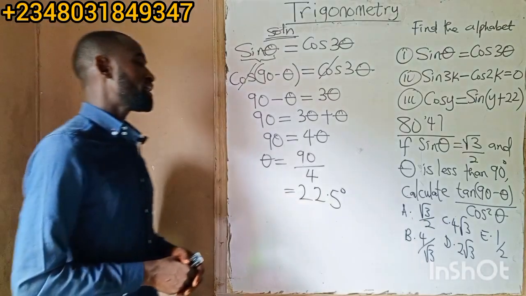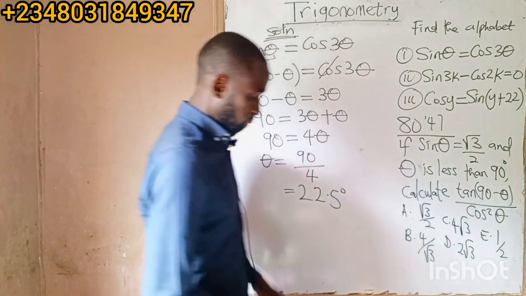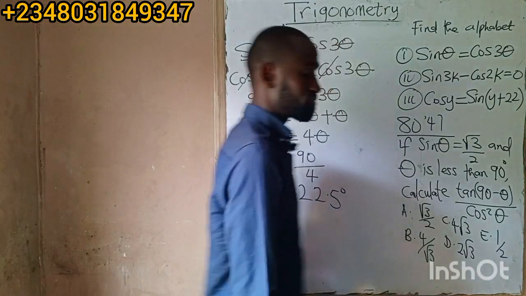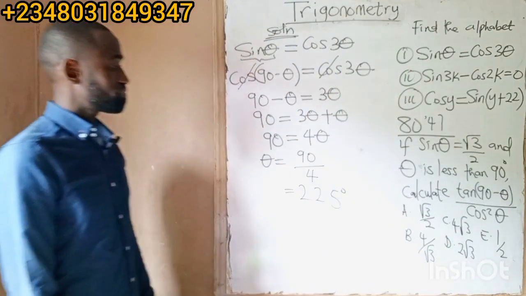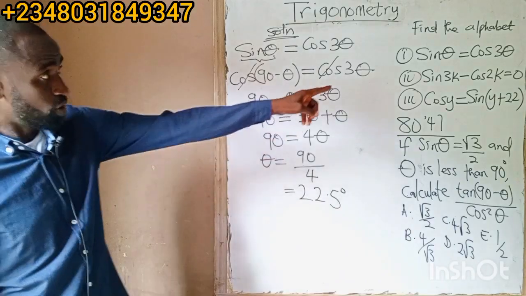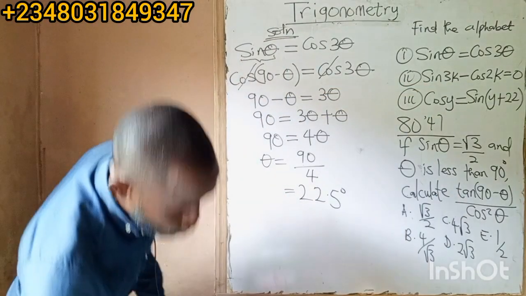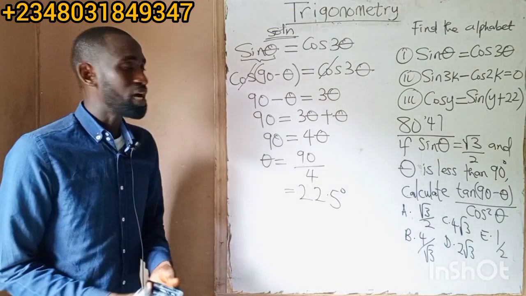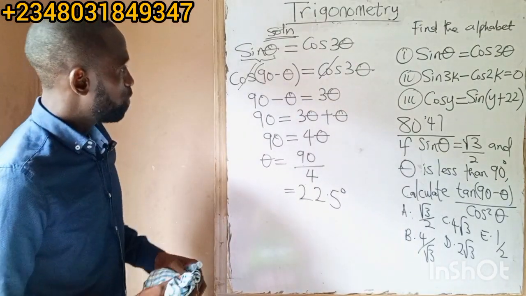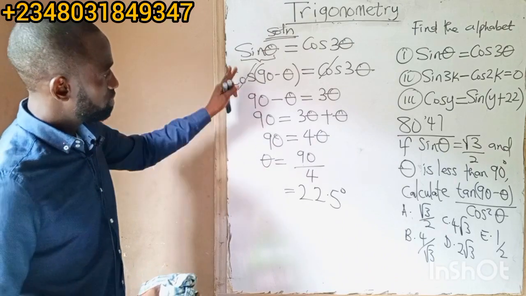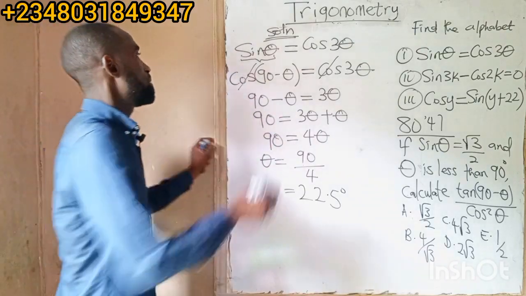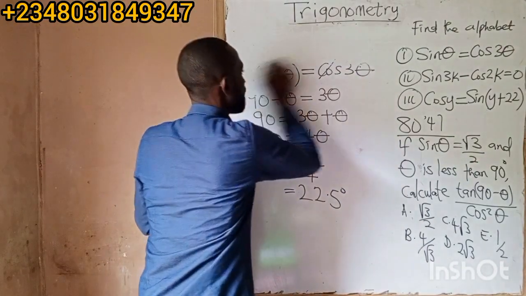So now, looking at the second one, class, what do you think will happen? This one here, I have sine here, I have cos here. What am I going to do? I will make sure that it forms an equation. Look at the way I solve this one. I use my knowledge of complementary angle.